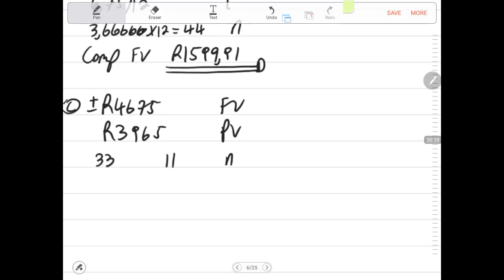It is 33 months. Now if it's 33 months, how many months do we have in a compounding period? Our compounding period is every 3 months, meaning every quarter. How many months do we have in a quarter? We said 3 months are in a quarter. And remember, this is in months. If this is in months, you divide by the number of months in that compounding period.